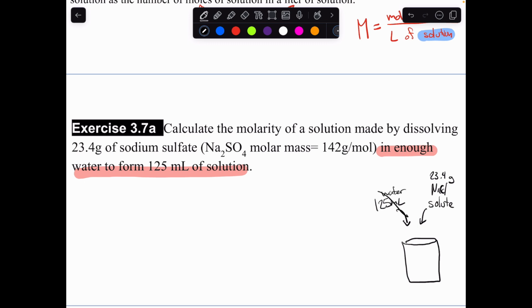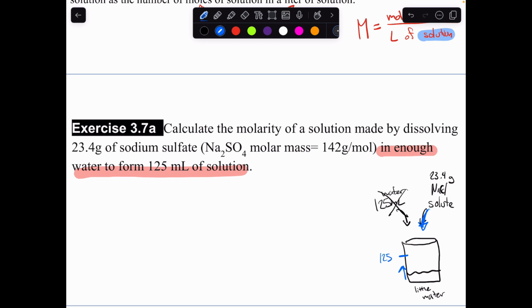We would add this in first. We'd add a little water, then put in our salt. And then we would add enough water until it gets to the 125 milliliter mark.